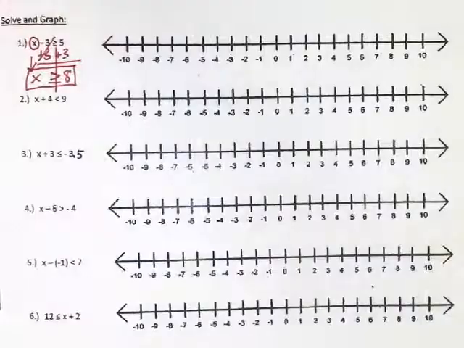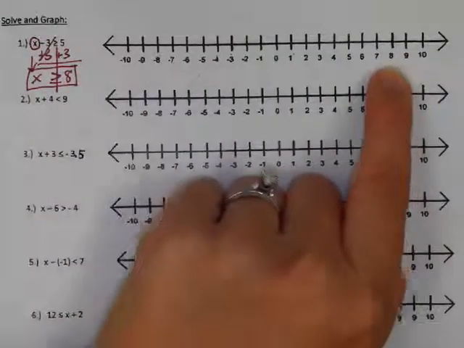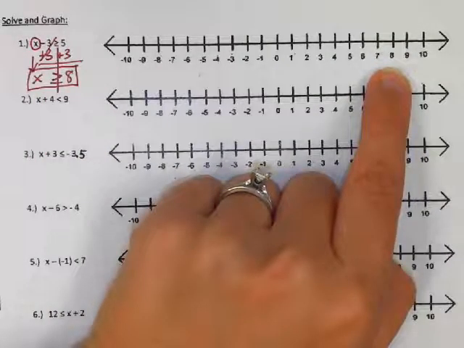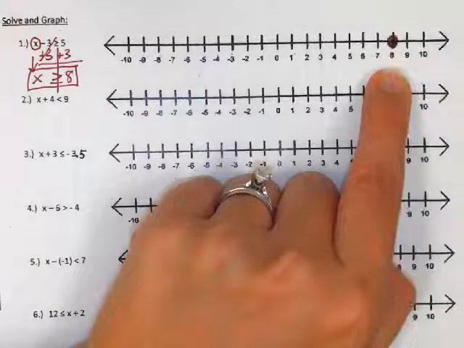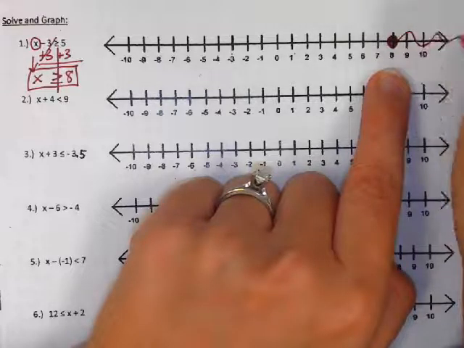Now I need to graph it. I find my 8. Greater than or equal to. So that is a closed circle. And it's greater than, so it is going to the right.